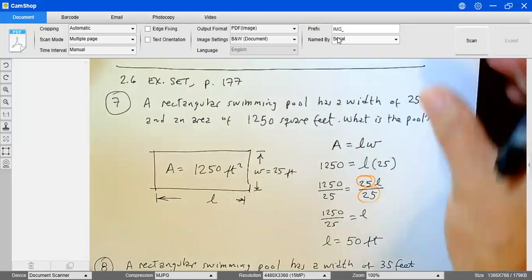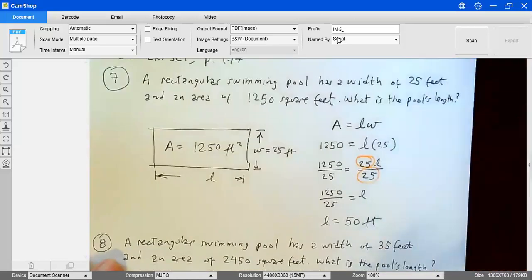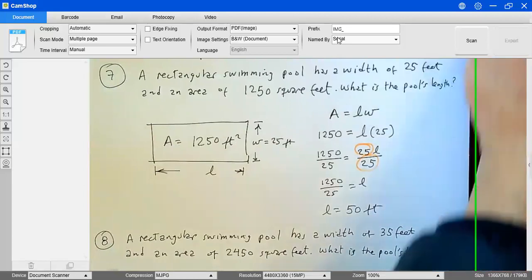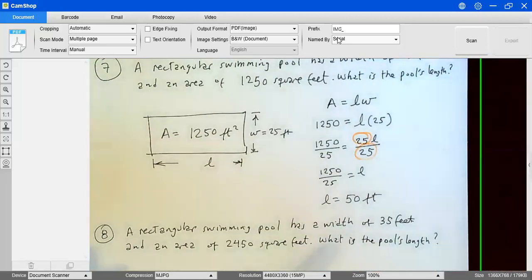Now you have one more problem to work on. That is going to be problem 8, very similar to the one that we just solved. So copy the problem, take 5 minutes or less to solve this problem. Draw a diagram.